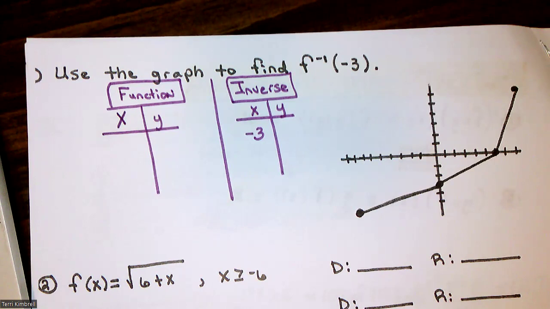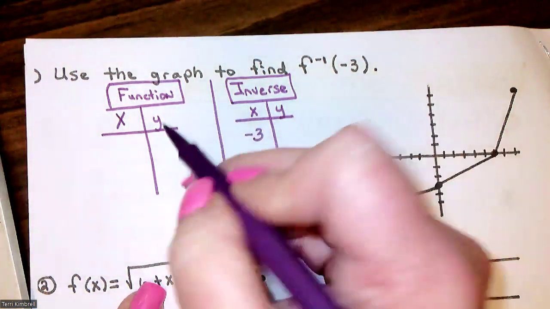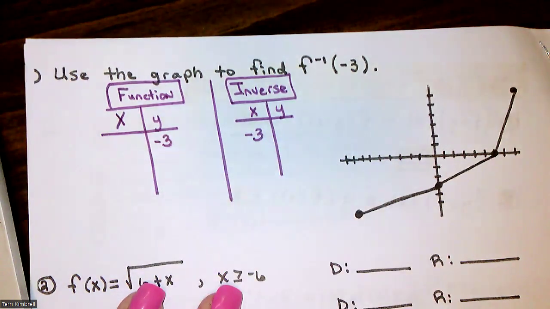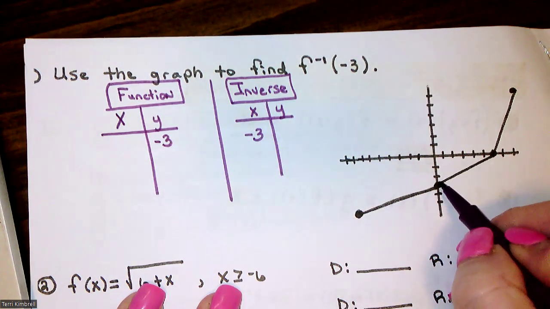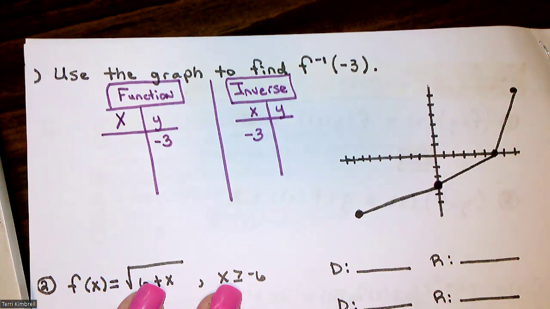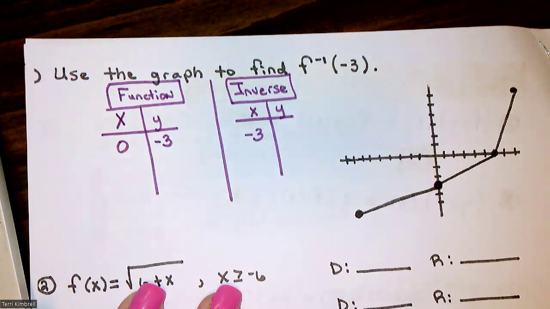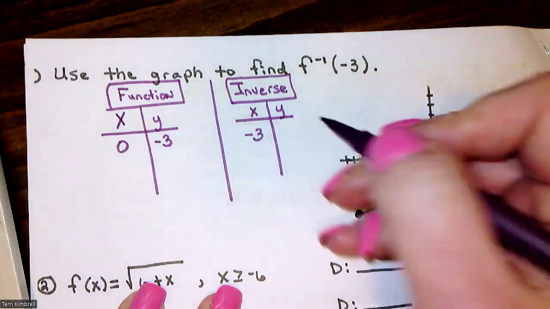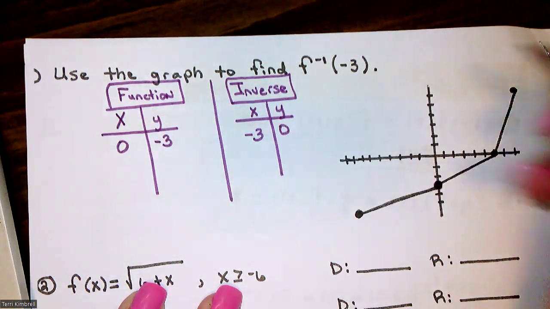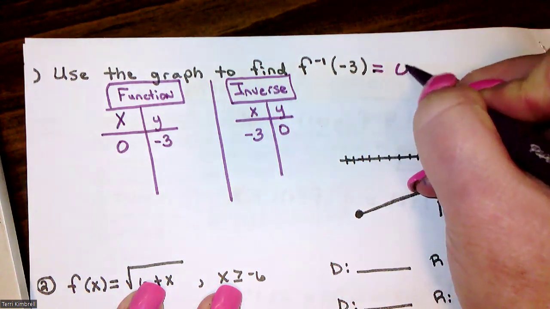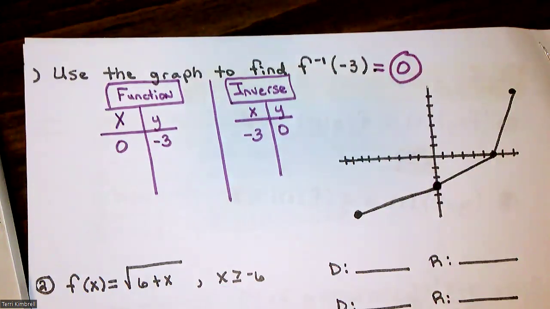Okay, as we use the graph to find the inverse of -3, let's first of all look at the function. So go ahead and try to write down your ordered pair to where you think in the original function, your y would be -3. So right there, you would notice that the original function, it's 0, -3. So in the inverse function, it's going to be -3, 0. So this answer would come out to be 0 for this one.